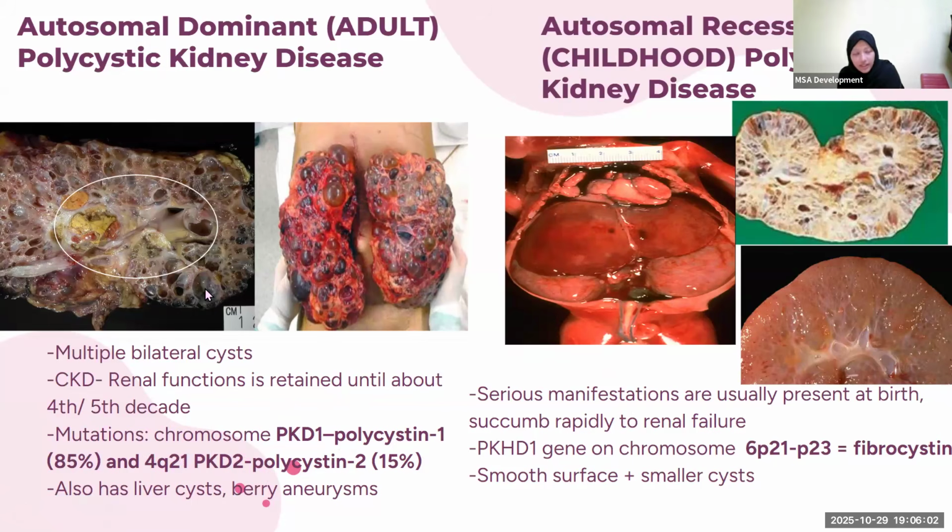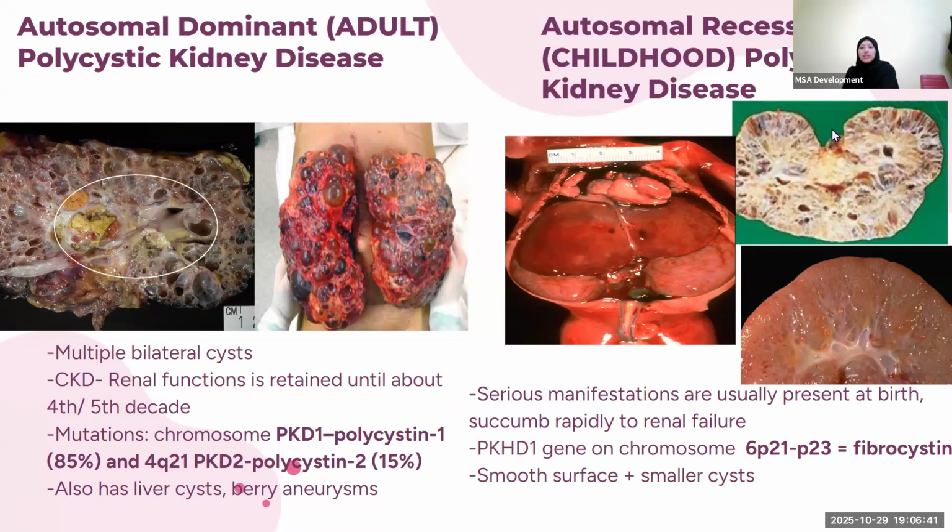The other thing that is important is these patients are most likely to have liver cysts, so cysts in the liver as well, and aneurysms in the intracranial arteries, so they would be berry aneurysms. Aneurysms are widening of the vessels, so they would have those in the intracranial circulation. For autosomal recessive, berry aneurysms are not as common. They could have liver cysts, but the main difference in the kidney is the smooth surface and smaller cysts.